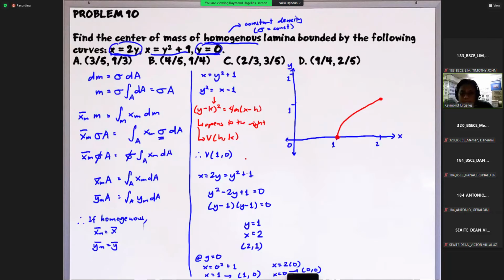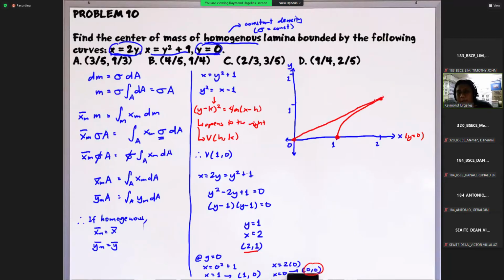Diba? So again, for the intersection, for the line, aside from this intersection at 2, 1, so again, intersection niya with our y is equal to 0, that's actually the x-axis, diba? So it's at the origin, 0, 0. So dumadaan din dito yung line natin. So therefore, this will be our line.